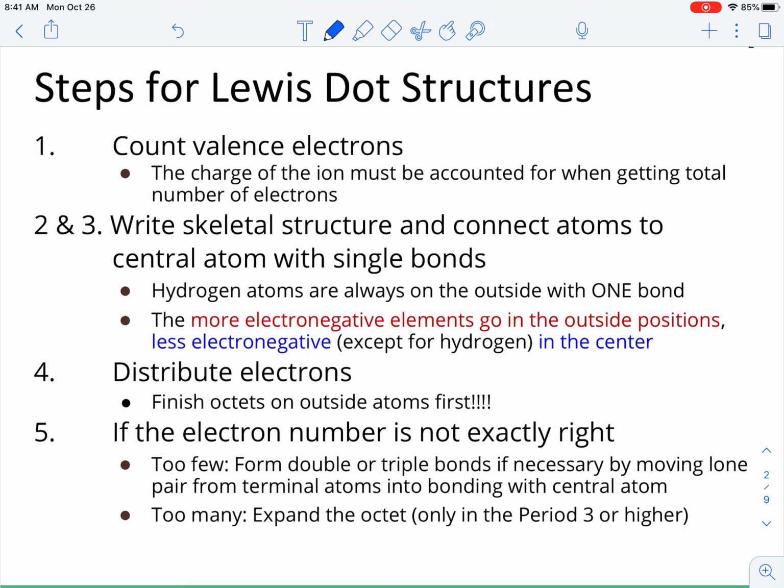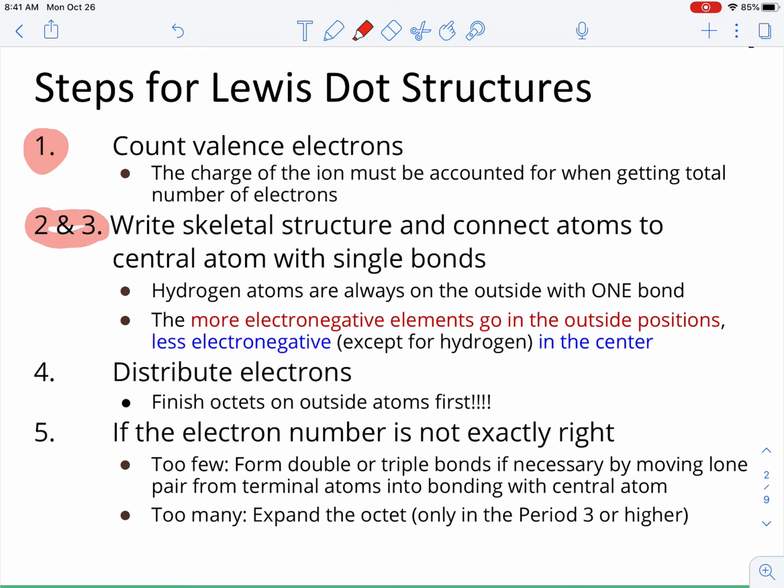The first thing we want to do is count our valence electrons. So again, we get this from the periodic table, figure out how many valence electrons each element has, and then we add them up. And if we have an ion, remember we have to account for the charge of the ion when we're getting the total number of electrons. So if an ion is negative, that means that we are adding electrons, because it must have more negative things. And if the ion is positive, then we're going to actually take away electrons.